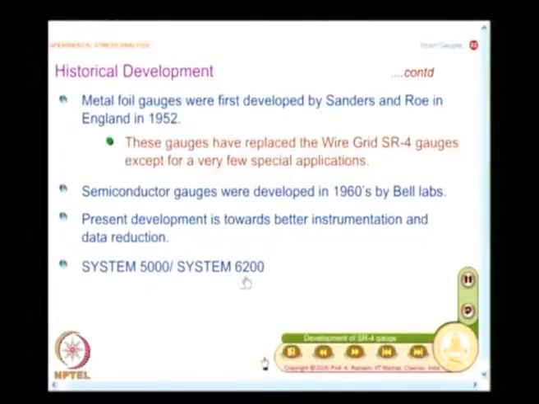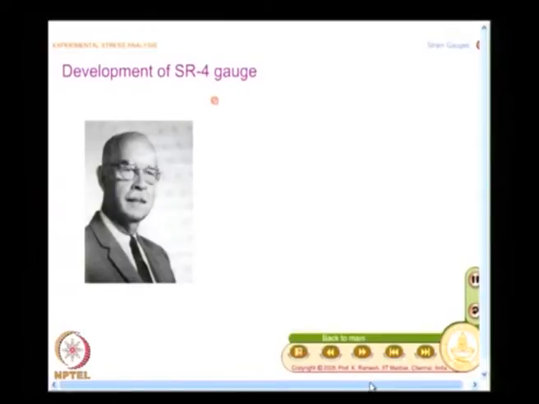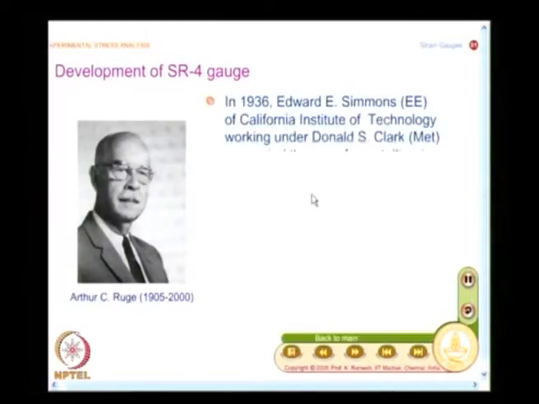And you know, one of the earliest steps in that direction was by Vishay Measurements Group. They have come out with System 5000, System 6200. Now they have 7000 also. So, these numbers keep improving in terms of accuracy, in terms of number of channels, in terms of speed. So, you see a development in instrumentation. And you know, it is worth noting what contributed to the development of the SR4 gauge.